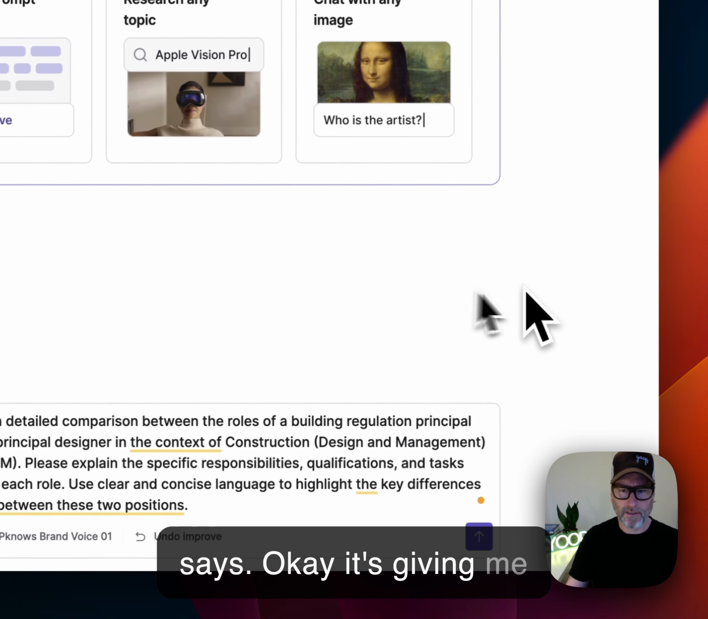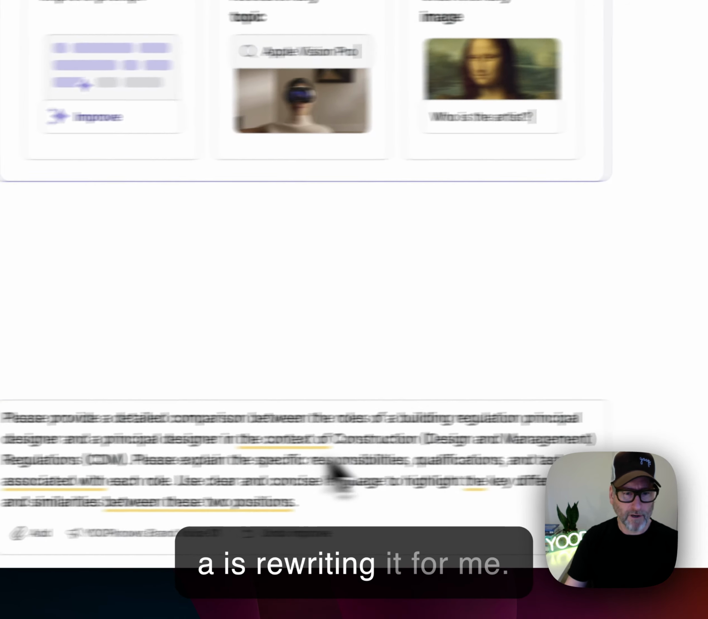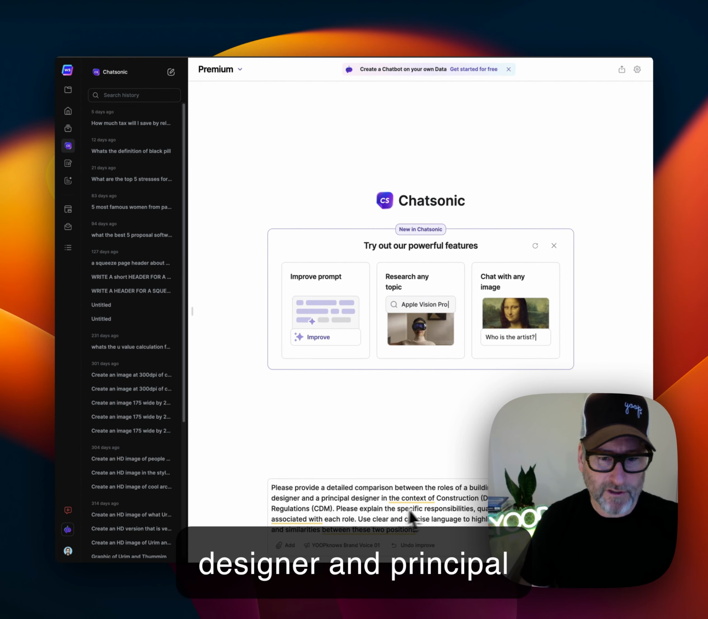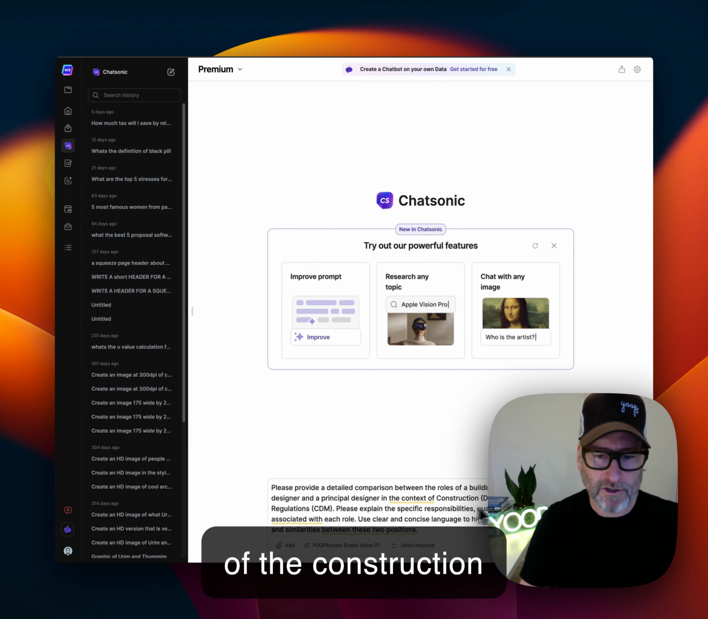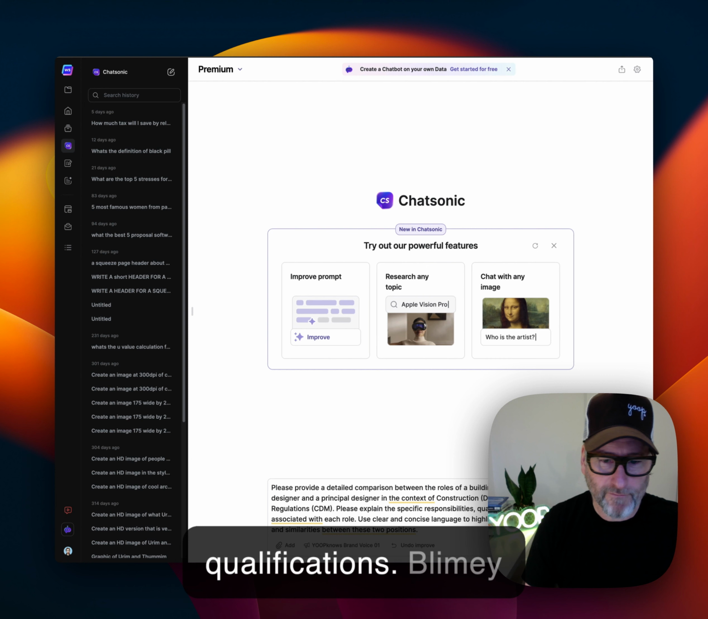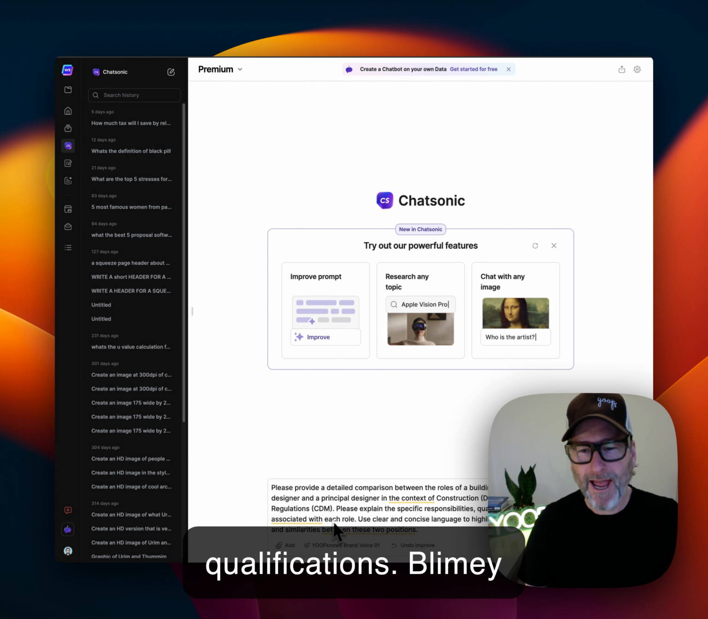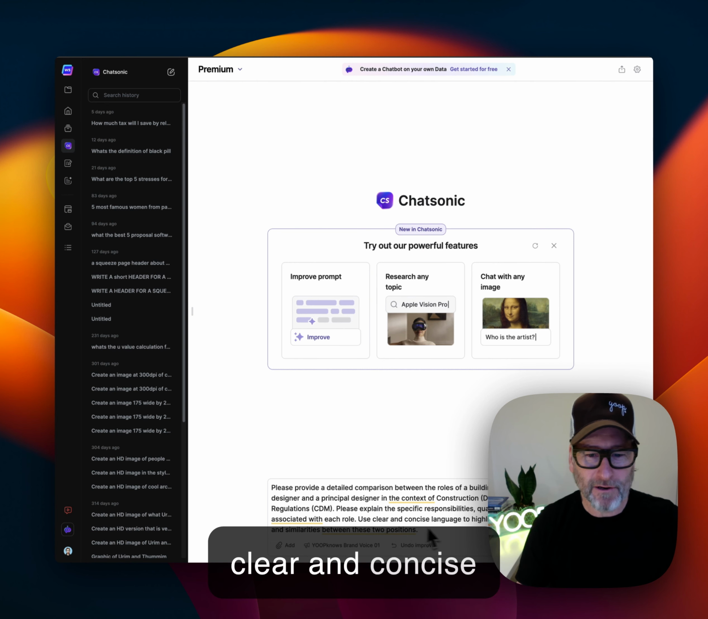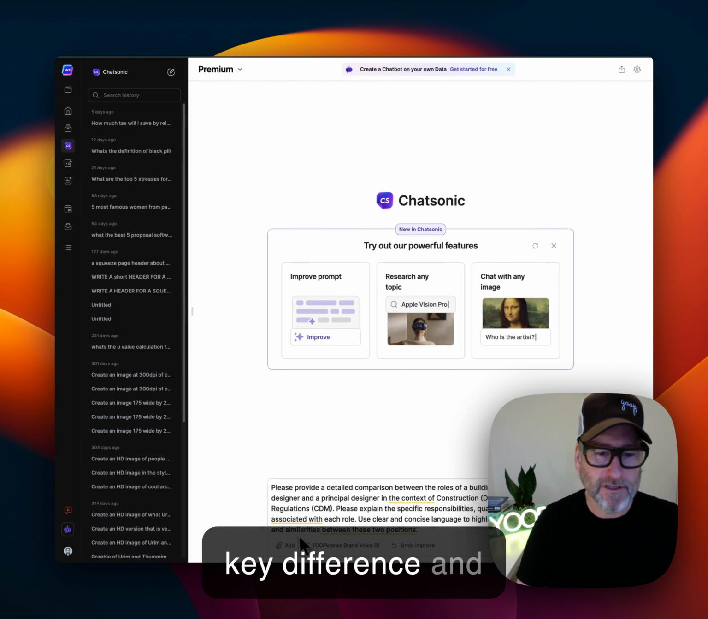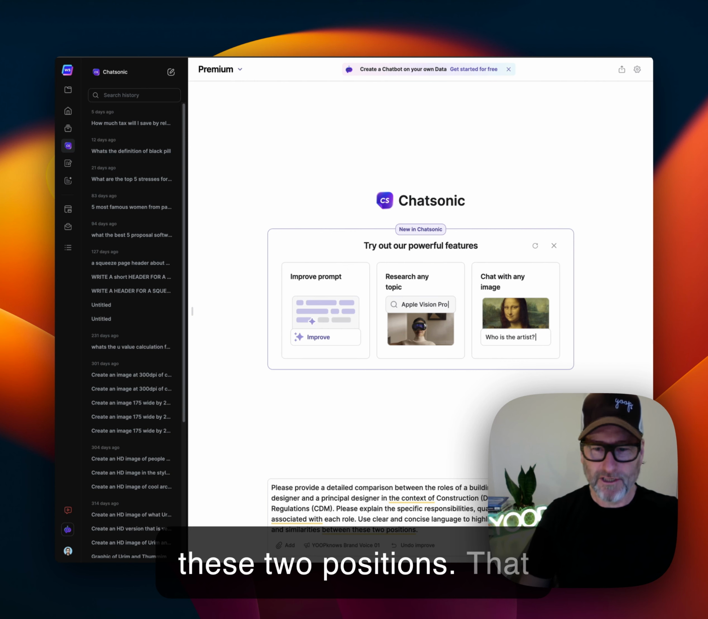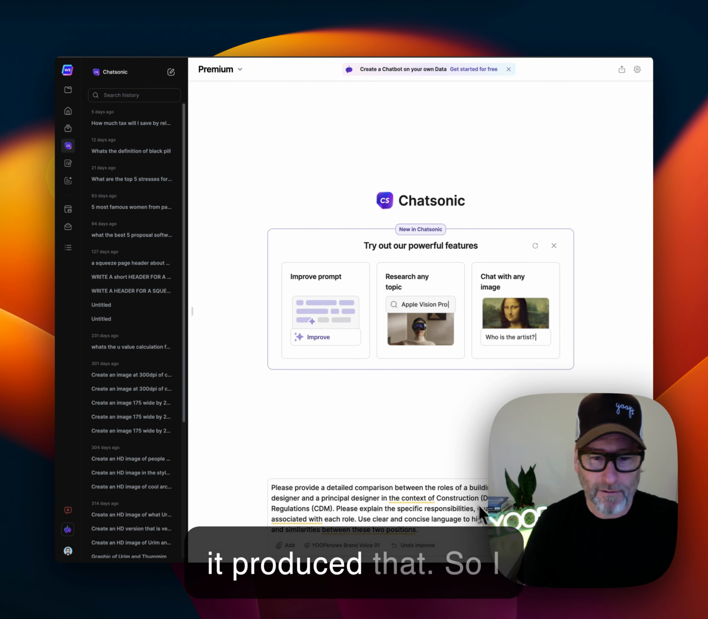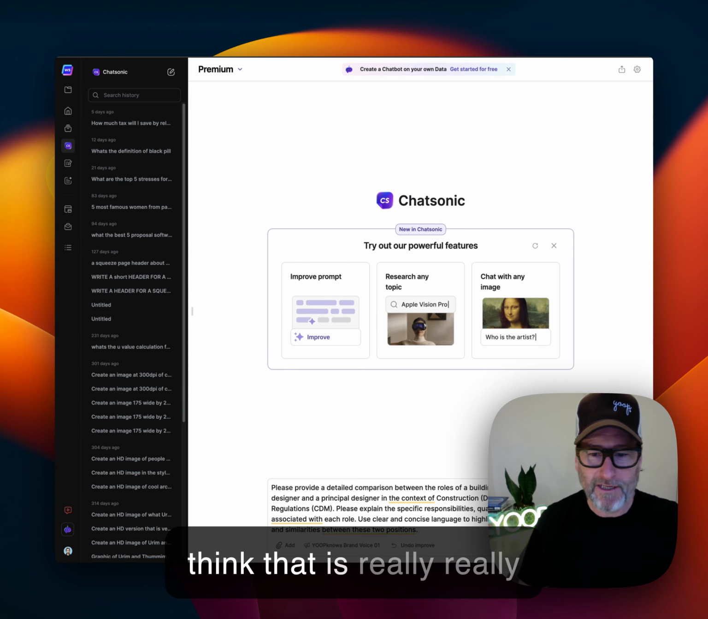Okay, it's rewriting it for me. Please provide details, comparison of the roles between the principal designer and principal designer in the context of construction design management. Please explain the specific responsibilities, qualifications. Blimey, the AI version's way better than mine. Use clear and concise language to highlight the key differences and similarities between these two positions. That is it in a nutshell. I wrote about 6 words and then it produced that. So I think that is really, really good.